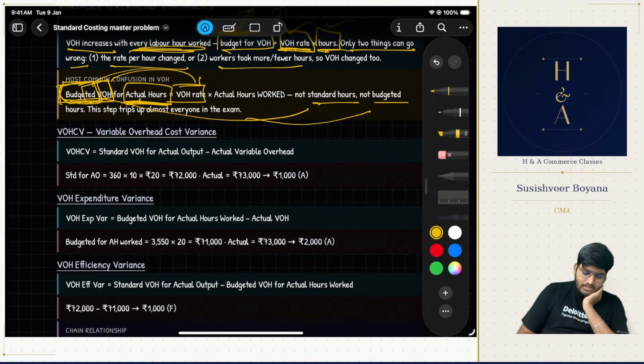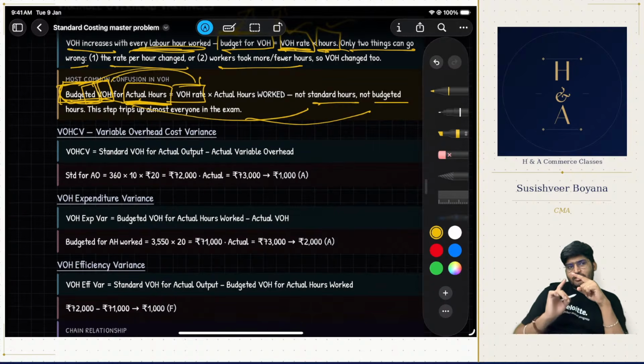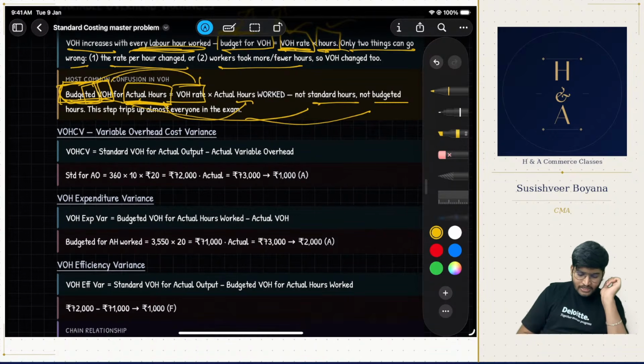Since you're talking about actual hours, variable overhead is going to be dependent on the hours which are applicable for output. What are the hours which are applicable for output? Hours worked, not idle time or the actual hours paid. You're only looking at hours worked, hence the actual hours worked. Understand this, you'll never go wrong.